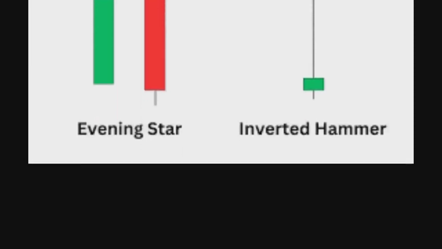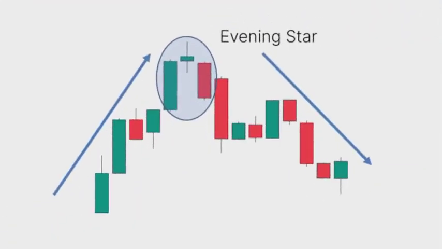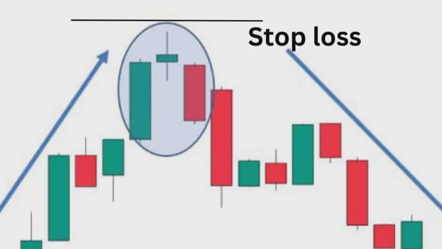How do we trade the evening star pattern? We wait for confirmation or completion of the candlestick pattern. The evening star is often more reliable when the third candle closes below the midpoint of the first candle. We enter a sell after the completion of the pattern. We place our stop loss above the high of the candlestick pattern and target a 1:3 risk to reward ratio.